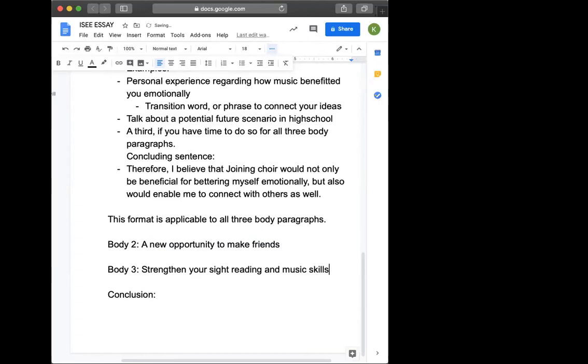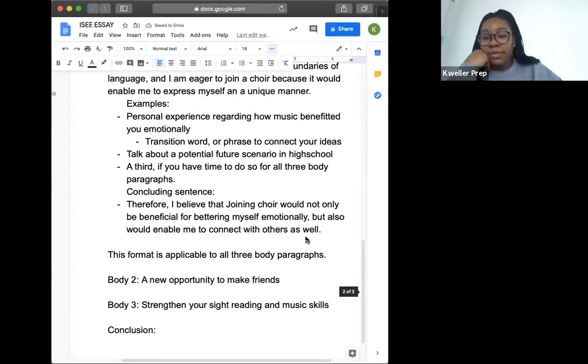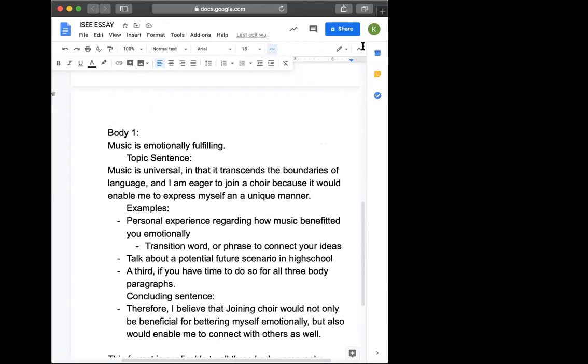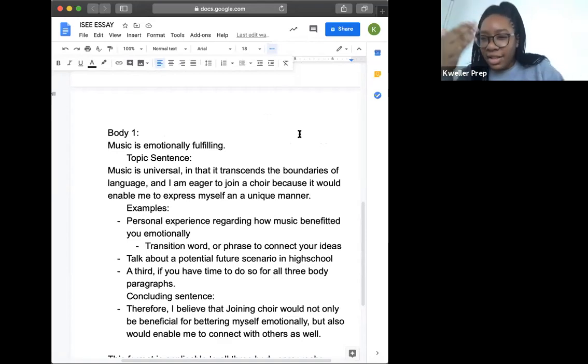Is it okay to only have 2 body paragraphs? It's okay if you're running out of time. If you can, do 3 paragraphs, because it gives you a starting, middle, and end, which shows growth in your writing. If you can only do 2, that's okay. But try to aim for 3.